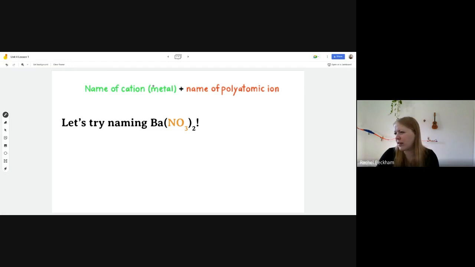So let's look at this next example. What if you have to name something like this? What is this compound right here?